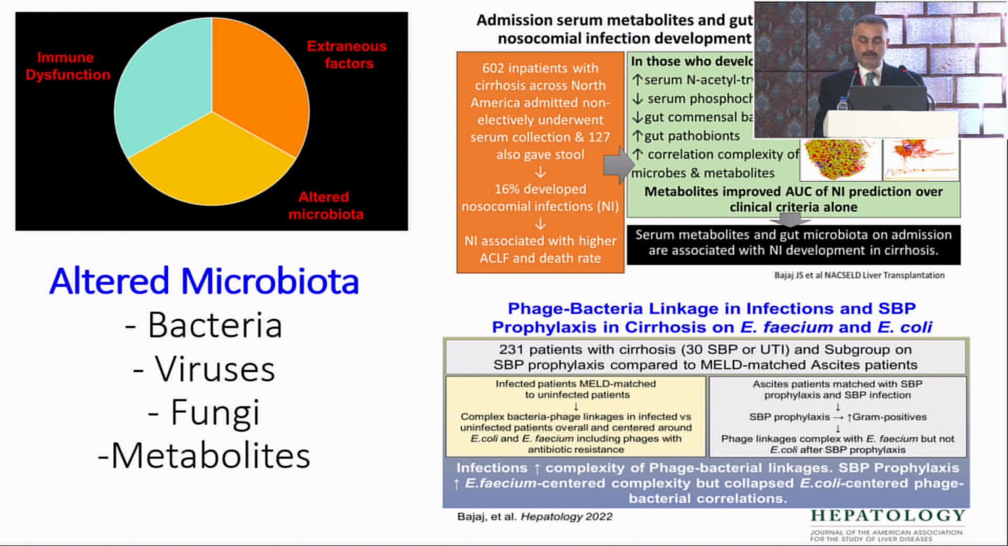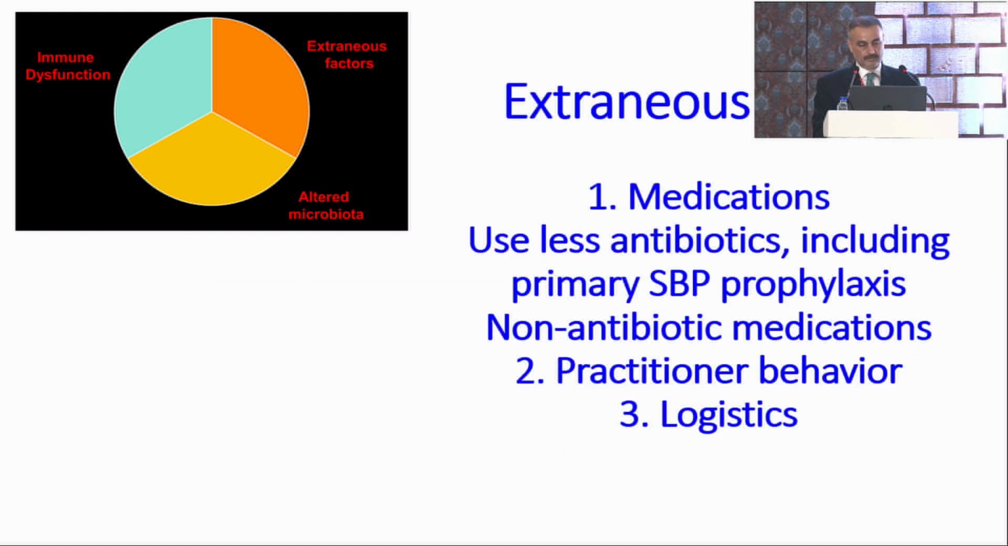This was done as part of INASL. In the bottom, we were able to find out that it's not just the bacteria, but also their bacteriophages that were able to link with E. coli in patients who developed SBP prophylaxis associated infections and those who did not. So this is important to realize it's not just the bacteria itself, it's also the viruses in these patients.